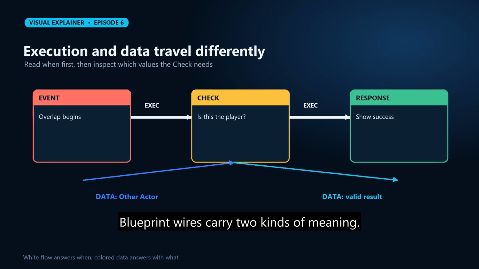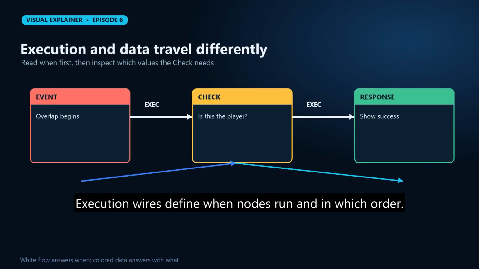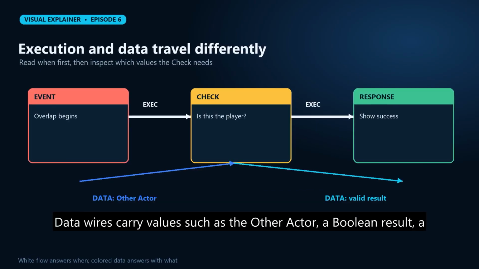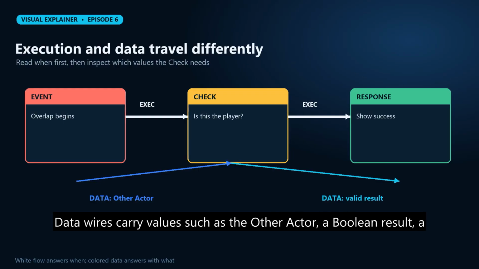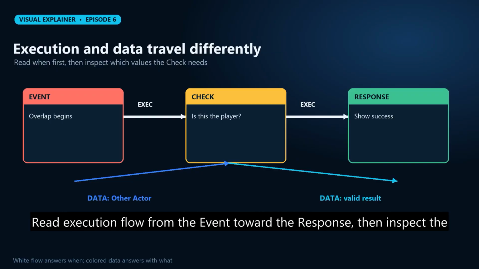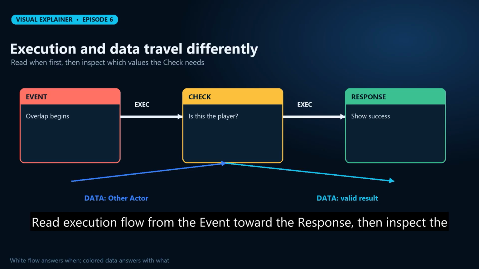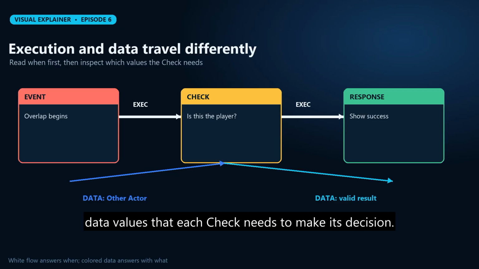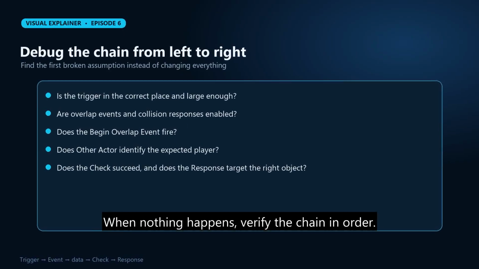Blueprint wires carry two kinds of meaning. Execution wires define when nodes run and in which order. Data wires carry values such as the other actor, a Boolean result, a color, or a reference. Read execution flow from the event toward the response, then inspect the data values that each check needs to make its decision.